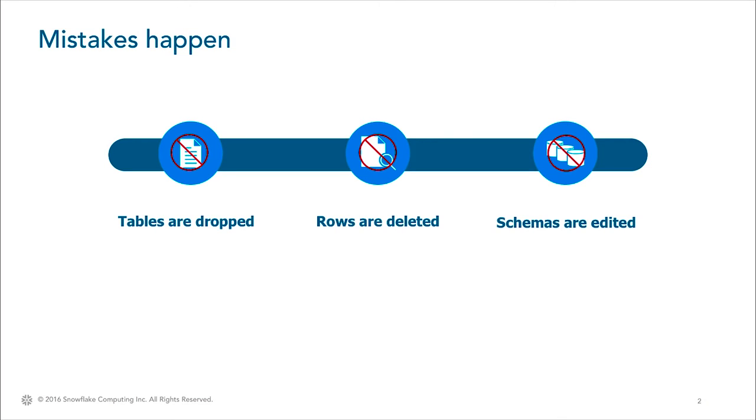Mistakes happen. It's a fact of life, but for modern companies that rely on their data warehouse, accidental deletions and mistakes can be catastrophic. What's more, the fear of mistakes can paralyze a team and reduce productive experimentation and evolution.